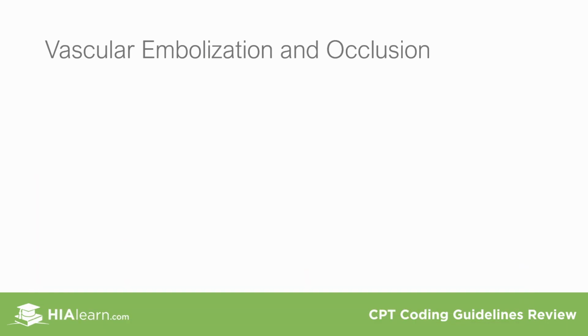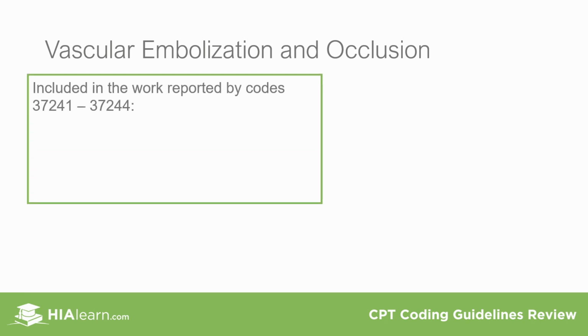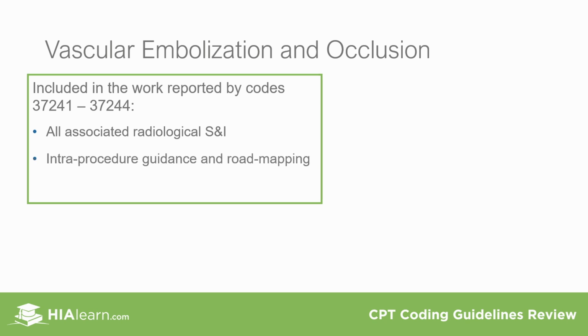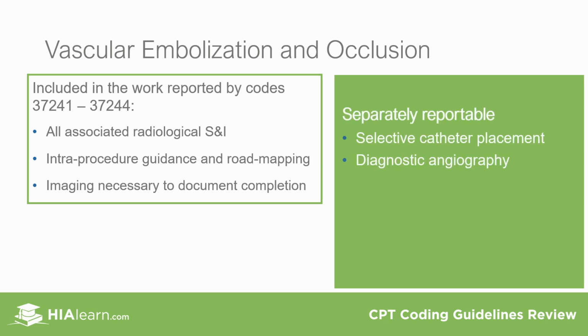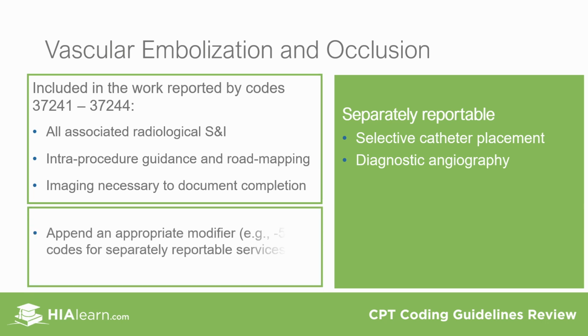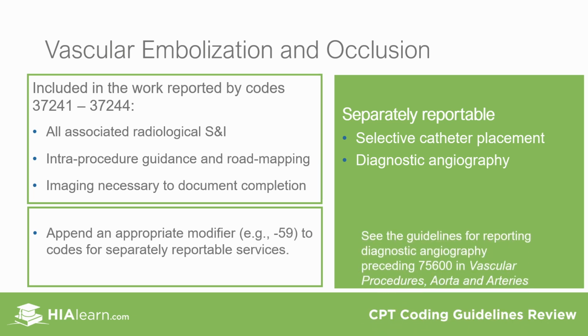Vascular embolization and occlusion is reported with codes from the range of 37241 to 37244. These procedures include all associated radiological supervision and interpretation, intra-procedural guidance and road mapping, and imaging necessary to document completion of the procedure. Selective catheter placement and appropriate diagnostic angiography are separately reportable. An appropriate modifier, such as modifier 59, distinct procedural service, should be appended to the codes for separately reportable services. Please see the content preceding.